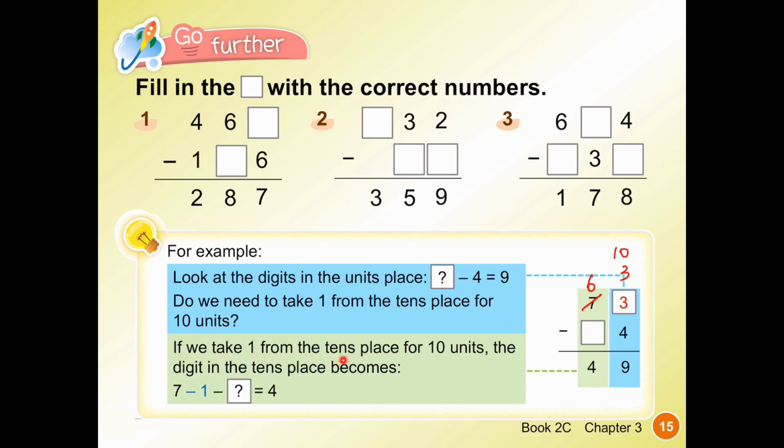If we take 1 from the tens place for 10 units, the digit in the tens place becomes 7 minus 1, which is 6. And 6 minus something equals 4. And we know that is a 2 here. So students, please pause the video for now and try to work on the 3 questions above. In 2 seconds, I will give you the answers.